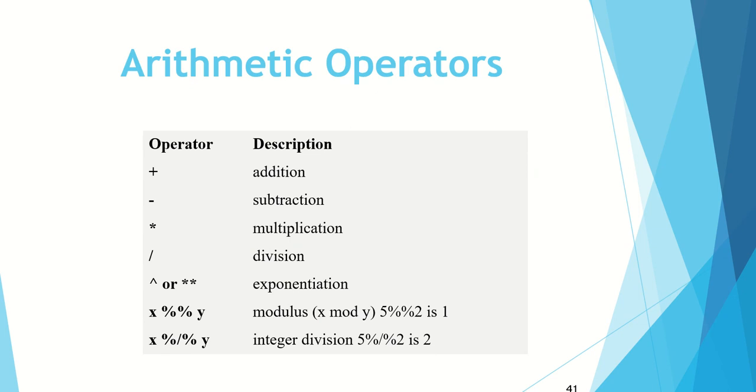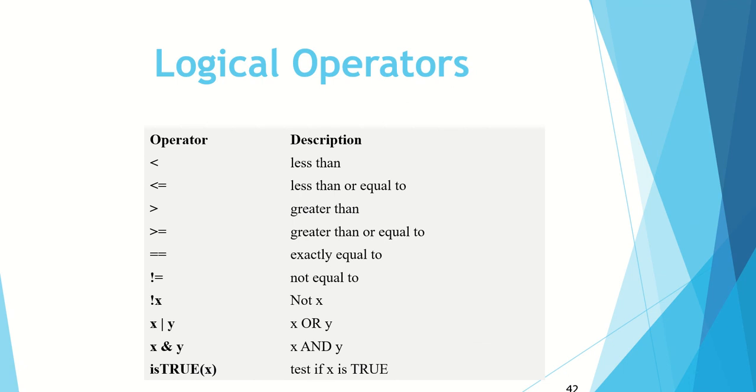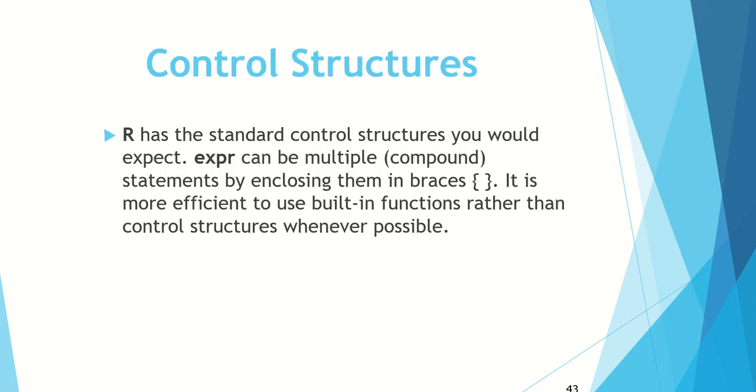Then arithmetic operators, like every programming language, are available with R: addition, subtraction, multiplication, division, exponential, modulus, integer division. Then logical operators like less than or equal to, greater than, equal to, exactly equal to, not equal to, and Boolean operators are also available with R like any programming language.